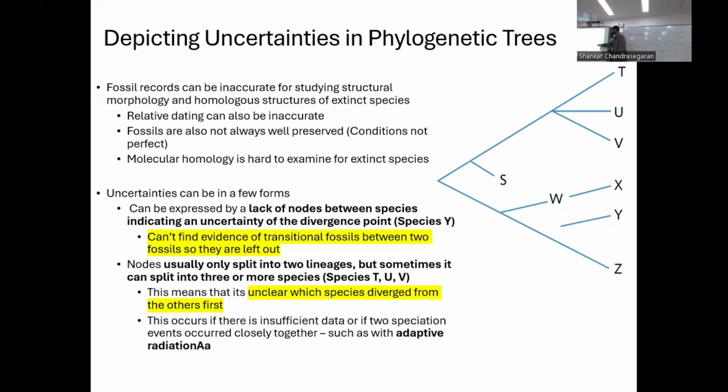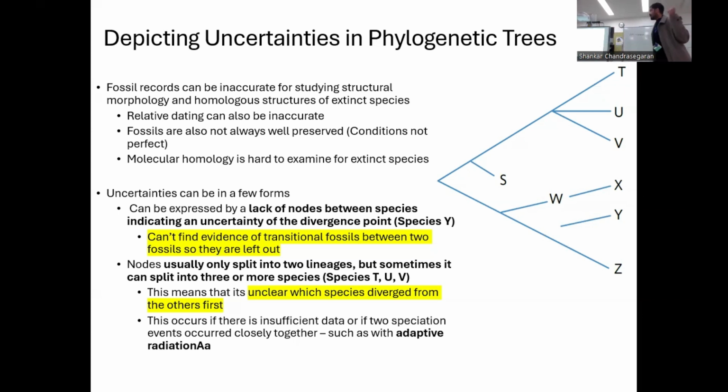So what we end up doing is that we show that there is a branch leading to species Y, but we don't connect it to have a node with the main lineage, right? That is because we basically can't find the evidence of a transitional fossil between the two fossils, so they are left out. Basically, we can't find a transitional fossil that shows the transition from the main lineage into a divergent species, right? That is why we leave it out as a nodeless branch.